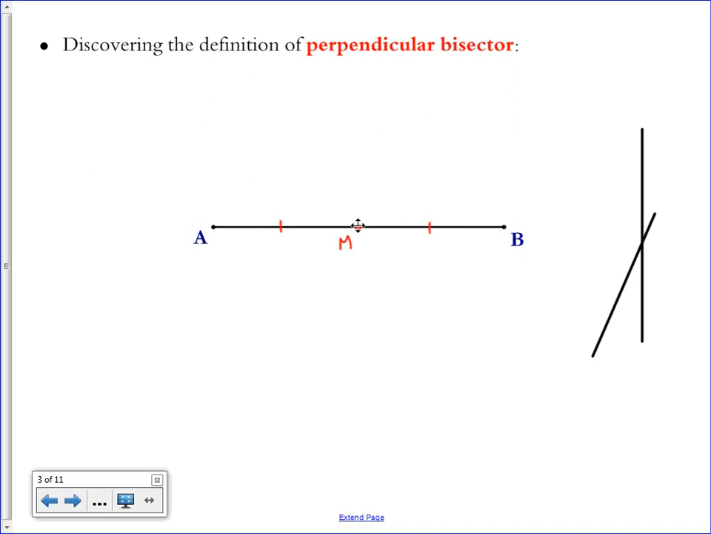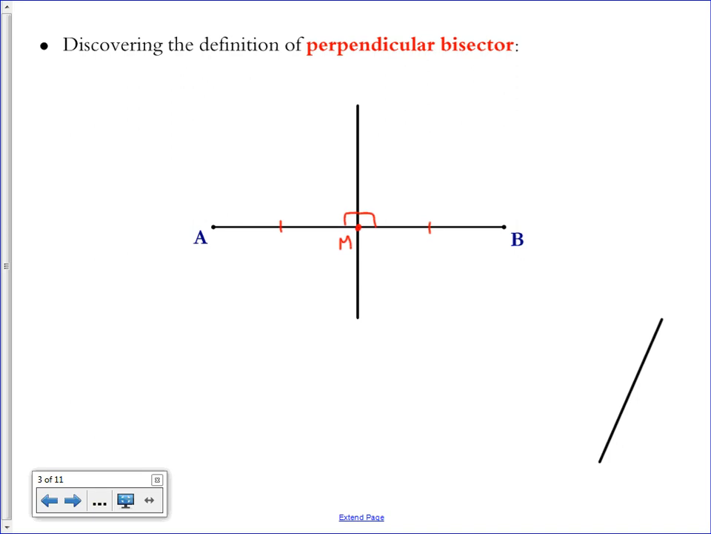Any line or segment that I now put through M could be called a bisector of AB. So this little guy is now a bisector of AB because it goes right through the midpoint of AB, cutting it into two equal pieces. That segment, however, is not a perpendicular bisector because it doesn't make a 90-degree angle with AB. So I'm going to get rid of that one and drag over this vertical line, which is a perpendicular bisector of AB. So it forms 90-degree angles with the segment AB, and it splits it into two congruent pieces. So this would be called a perpendicular bisector.